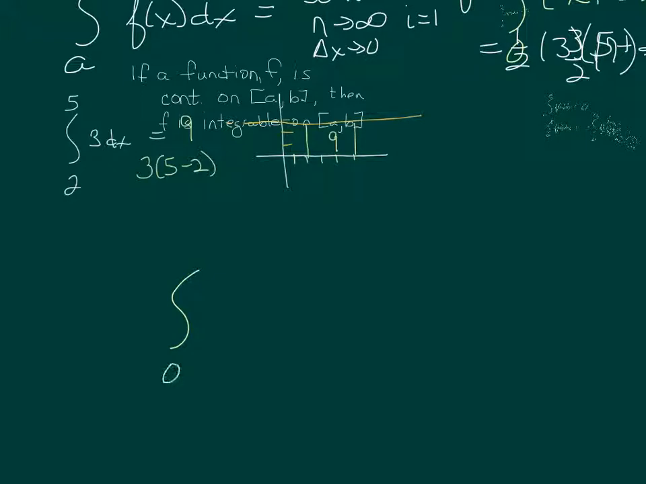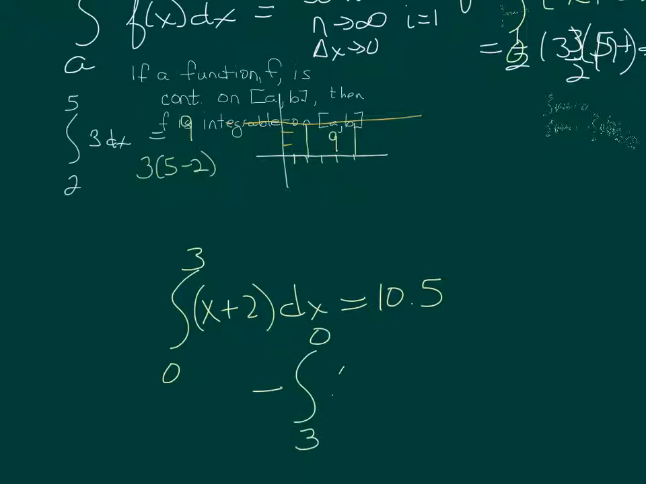Did we work this one out? I think we did. What did we get when we evaluated that? We got 10.5. So if we took the opposite, the integral from 3 to 0 of x plus 2 dx, it would be negative 10.5. Sorry, it would go back to positive again. Yes.